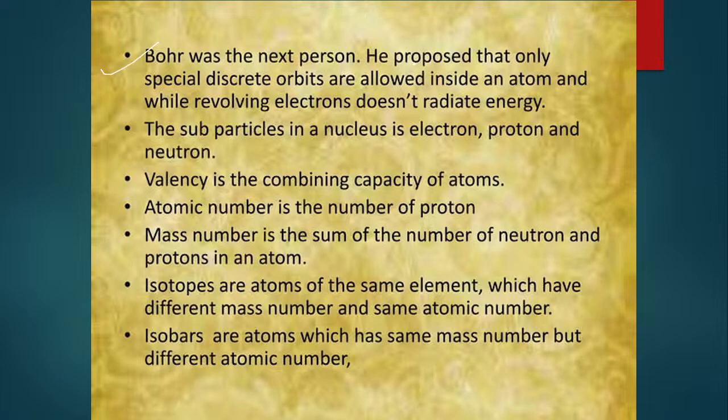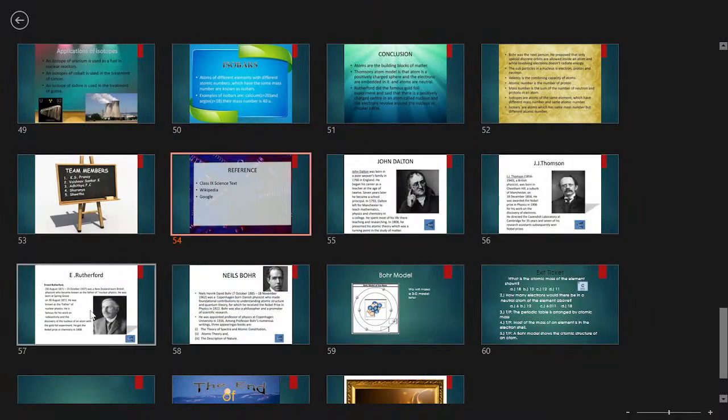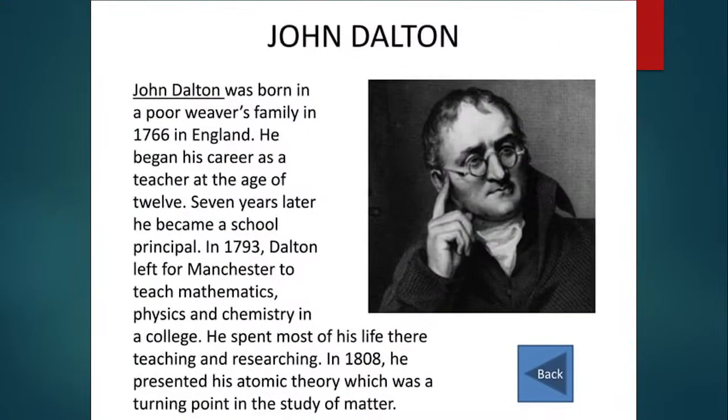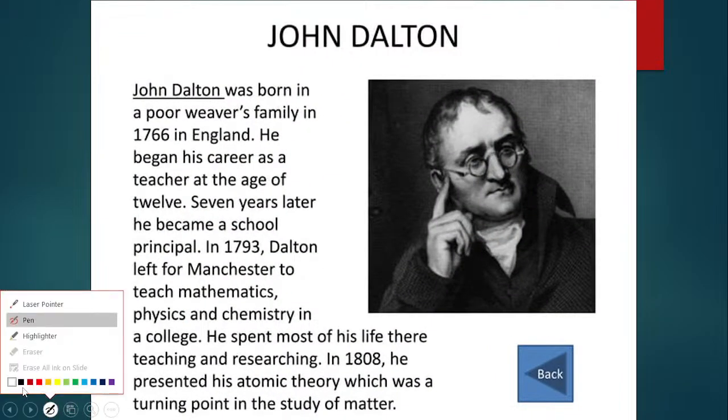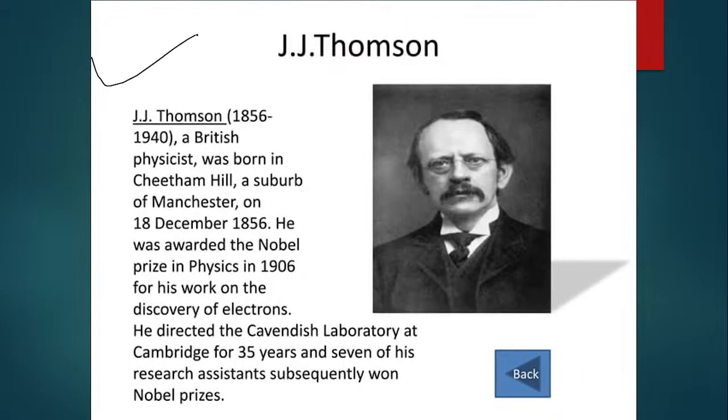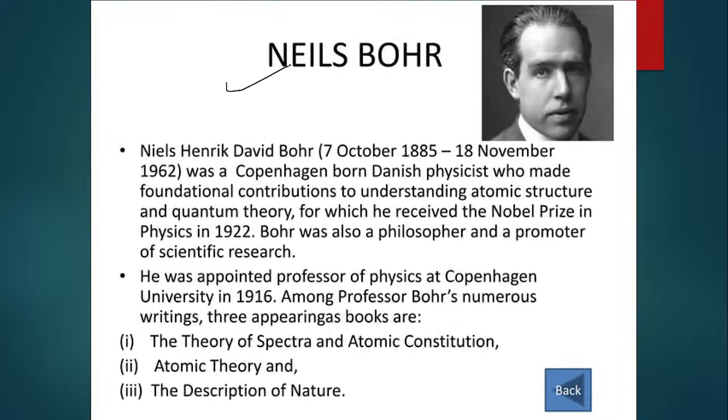So Bohr was the next person who proposed that only special discrete orbits are allowed inside an atom, while revolving, the electrons do not radiate the energy. तो children, ये थे कुछ things जो आपको पता होनी चाहिए थी, and you can say this is a type of conclusion. So these are the references where I have taken this thing. ये कुछ नॉलेज है, अगर आपने पढ़नी होगी you may take this screenshot of this, right. नील बोहर के बारे में जरूर पढ़ना, because next session में ही will play a very major role.